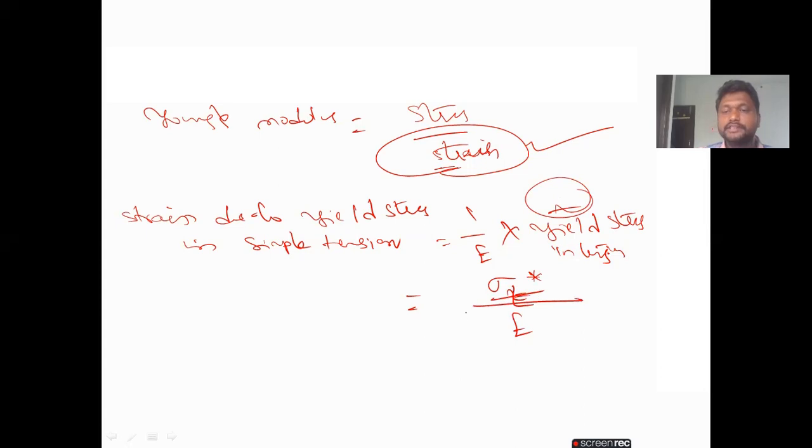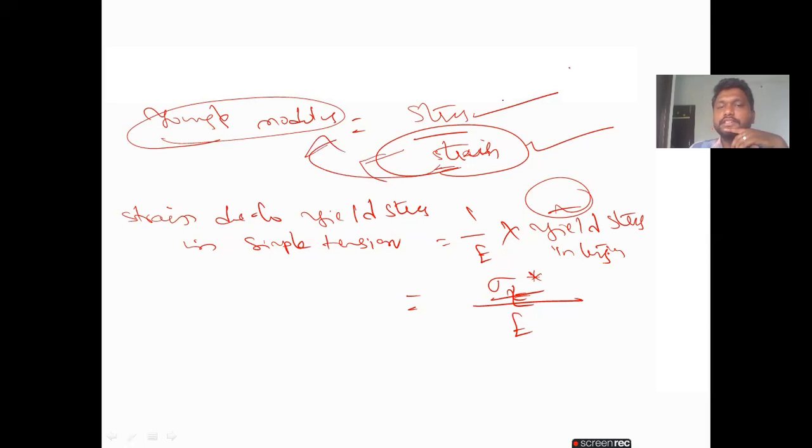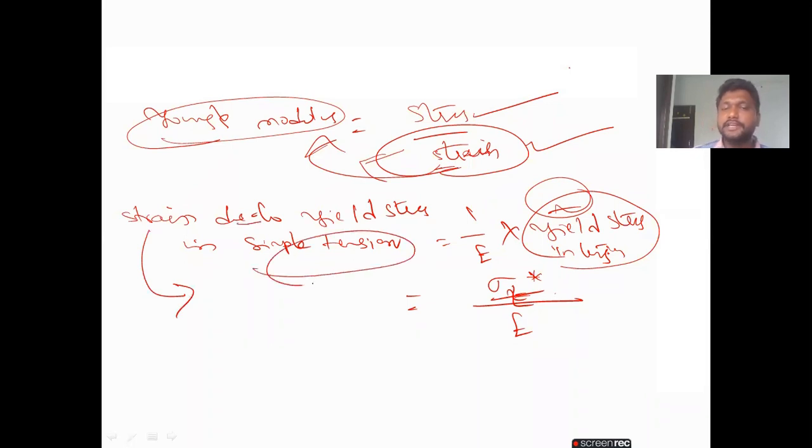So my dear students, when you are considering the strain value, we already know the Young's modulus formula, E equal to stress by strain. So if you need strain, what happens? That is Young's modulus and stress. If you need the strain, it is the stress by Young's modulus. The stress we are considering in this theory is the yield stress in tension, that is sigma T star by E. Same thing, if we consider a strain due to the yield stress in simple compression, what happened? Sigma C star by capital E, that is the compression value.